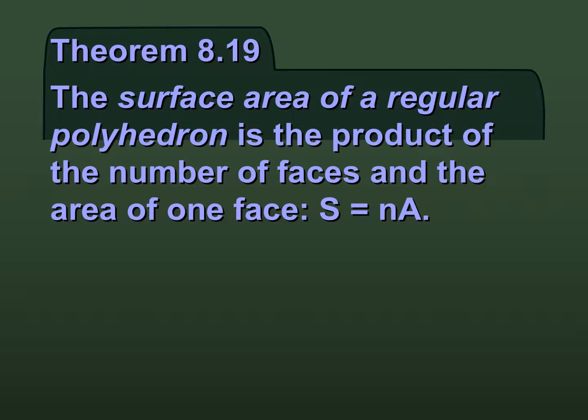The surface area of a regular polyhedron is actually kind of simple to remember. All you have to do is find the area of one of the faces and then multiply it by the number of faces that you have. So our formula is S equals N times A. S, the surface area of a regular polyhedron, equals N, the number of sides, times A, the area of one of the sides. And not really sides, we're actually doing the area of the face, right?